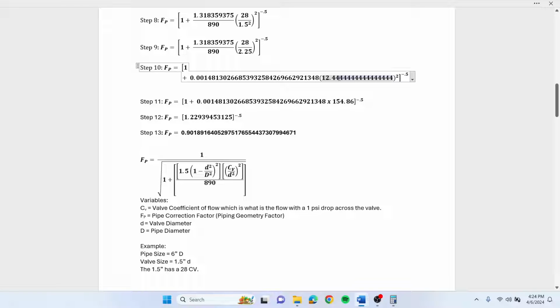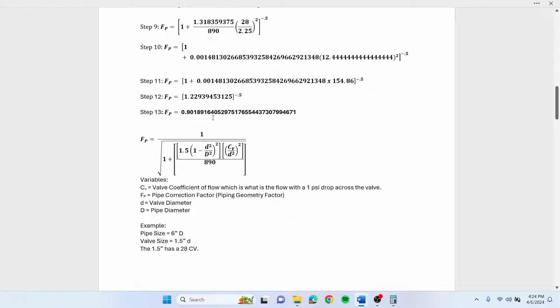You square that, 12.44. You end up with 154.86 times this 0.0418, this long decimal. So that, and then you add 1. So that answer is 1.229, and you got to take that to the power of negative 0.5. So your FP for that first formula is 0.90.